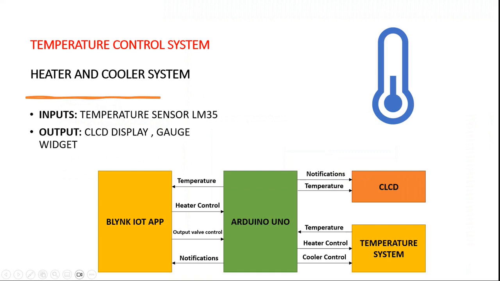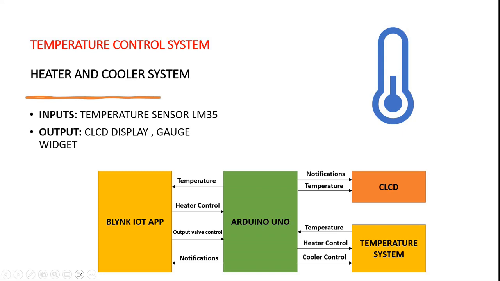Heater and cooler system. Input: temperature sensor LM35. Either we can use LM35 or also the DHT11 sensor. Output: CLCD display and gauge widget. Tools we have used are the Blink IoT app, Arduino Uno, CLCD and a temperature system. CLCD is an output device, that's why both the notifications and temperature will be displayed on the CLCD. So Arduino Uno is giving the output to the CLCD.